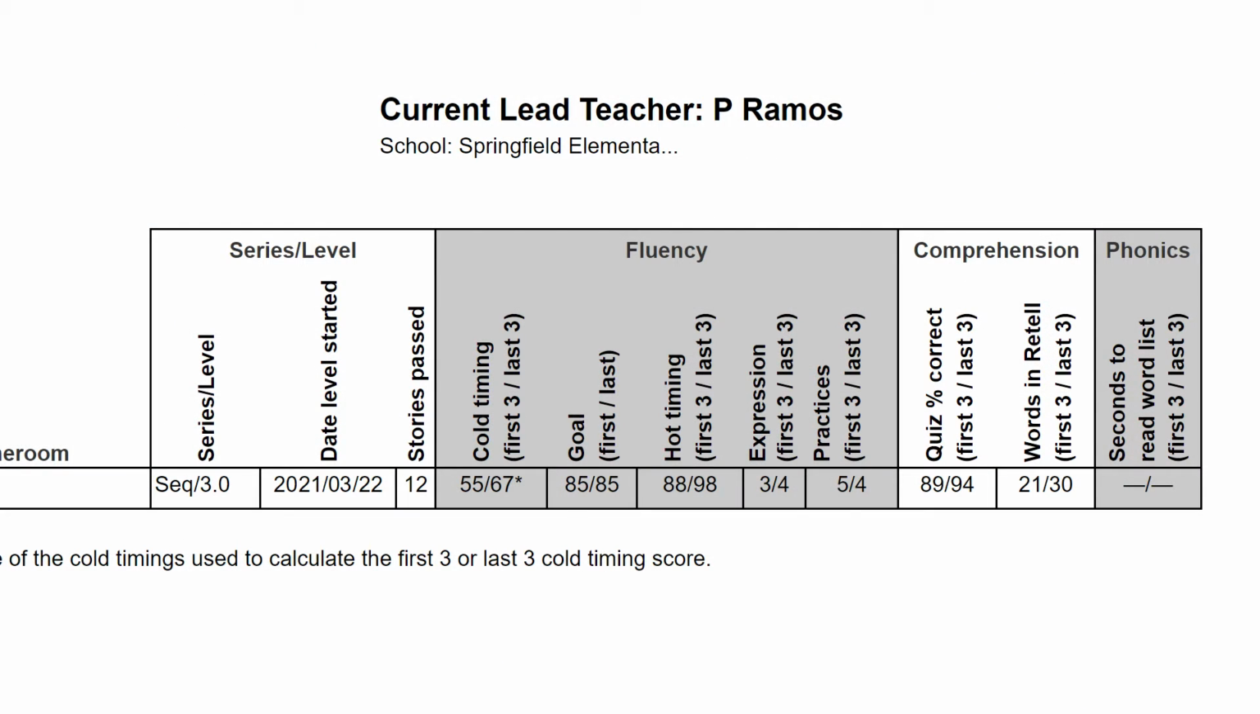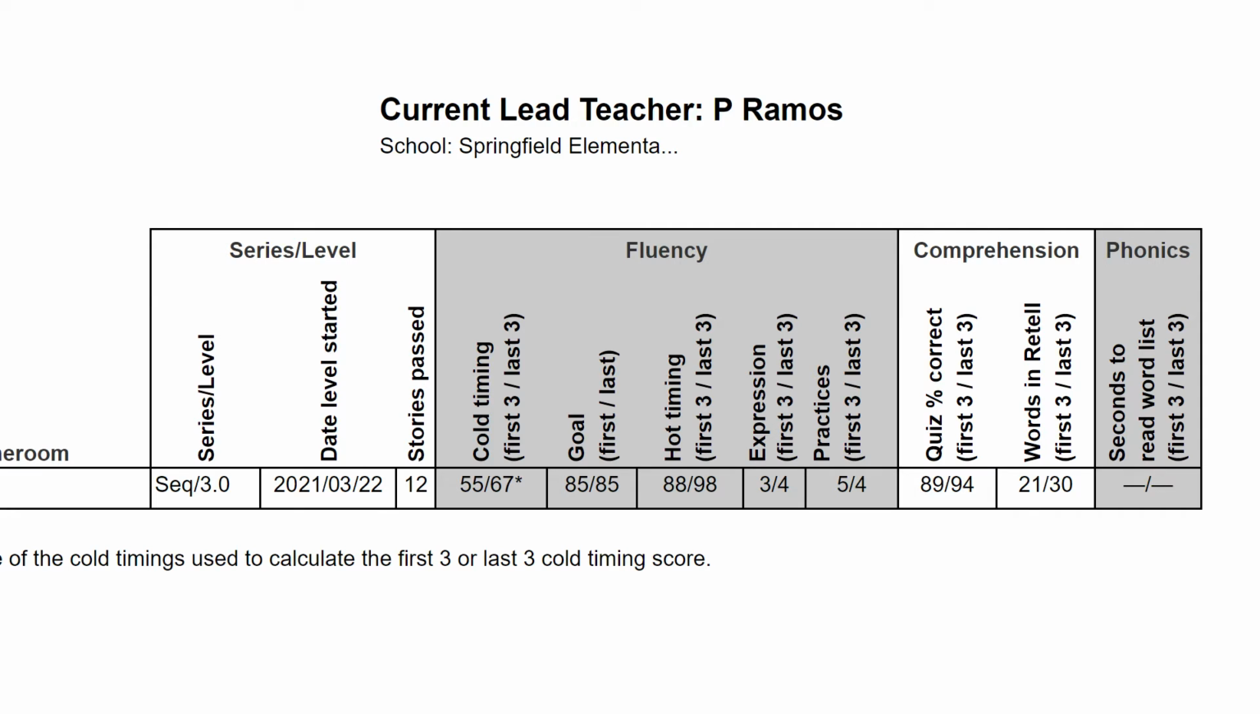Paul sees that the average of Dory's last 3 cold timings is higher than the average of her first 3. This confirms that her cold timing scores have improved. He also notices her most recent cold timings are getting close to her goal. And the report shows that the average of her last 3 hot timings is well above her goal. She's practicing less too. Paul also sees that Dory has averaged at least 80% on the quiz throughout the level, but he remembers that she struggles with main idea.